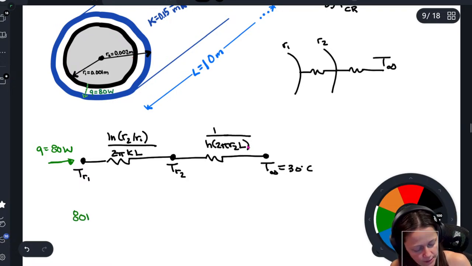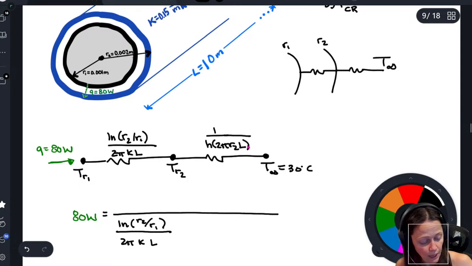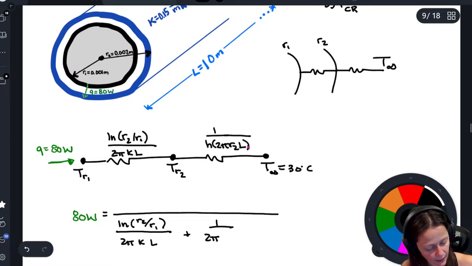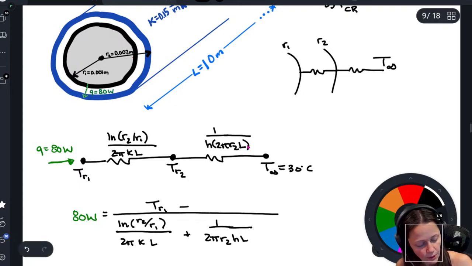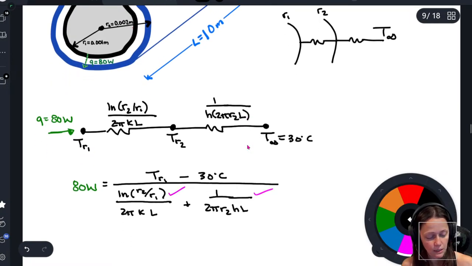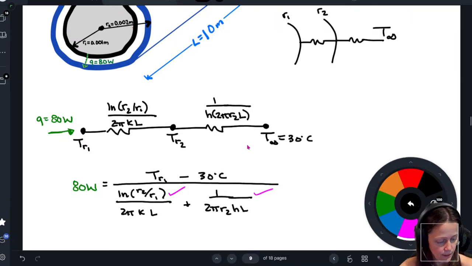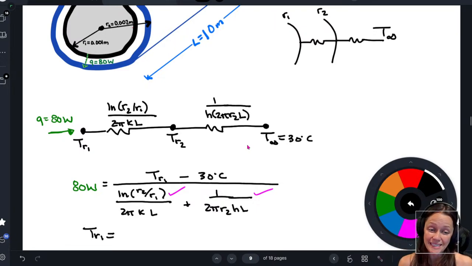So let's go ahead and put that together. I have 80 watts, there's my Q, is equal to the sum of my resistances. So natural log, I'm not going to write it, but R1 and R2 are given to you. So 2 pi k is given to you, L is given to you, 1 over, I'm going to put the 2 pi on the outside, 2 pi R2 h L. I just rearranged it so it looked a little bit better. And then the temperature difference on the top is going to be T at R1 minus T infinity, which is 30 degrees. So I know everything in this term and this term, and the only thing that I need is T at R1. So I end up getting a value of 62.4.